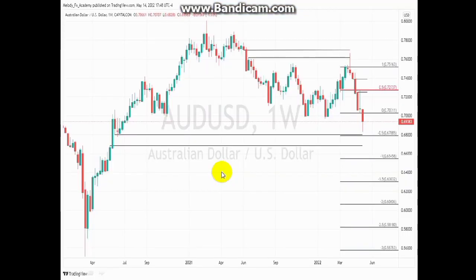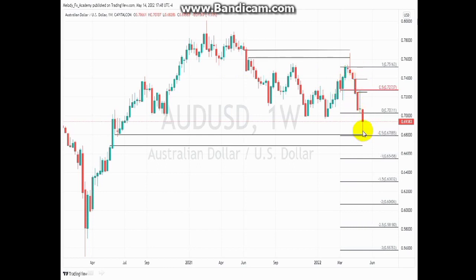Now this is the Australian dollar on the weekly time frame, right? Remember, we always start our analysis from the weekly time frame. To me, I always start mine from the weekly time frame. You can start from the daily, it doesn't really matter, I just prefer, rather I love using the weekly time frame. So now this is the previous week.